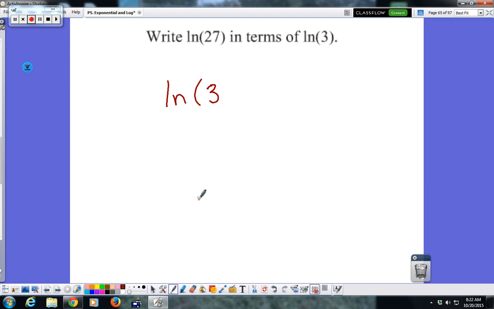How? 3 times 3 times 3? 3 times 3 is 9, times 3 is 27. Let's write that as 3 to the 3rd power. Because why would you need this type of problem?